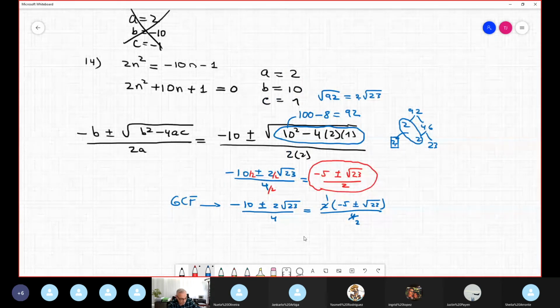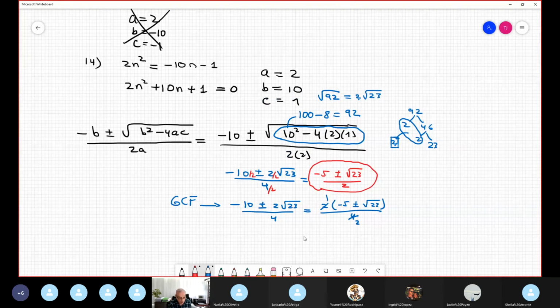Any question about 14? Wait, I need to select what's the answer. What is the answer? The answer is C, no? Yes, the answer is C. Okay, good. Answer is C.